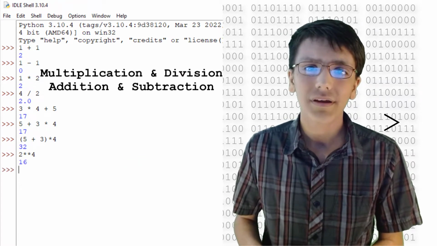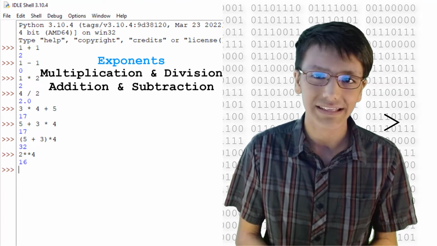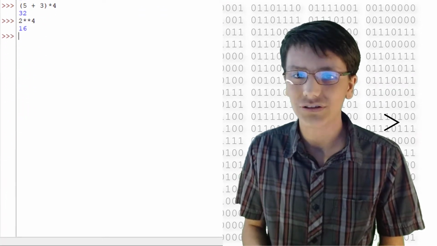The exponent operator comes before multiplication and division in precedence. Next is 2 forward slashes, which is floor division.